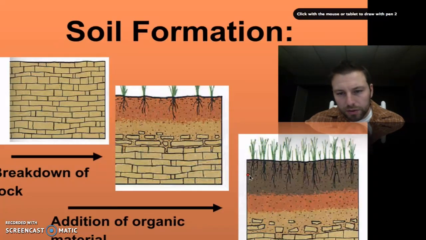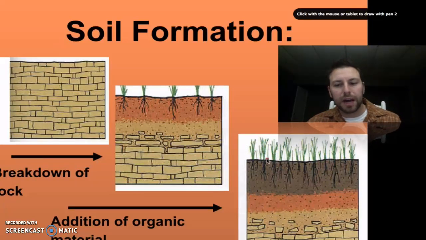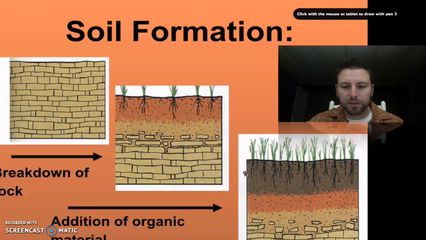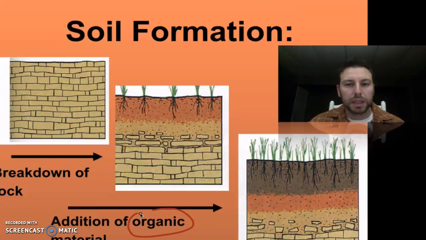Ultimately, as these sediments pile up, we have organic material also up on top, or plants growing. As the plants grow and possibly die, they'll contribute more organic material to the top. The organic, in this situation, is once living organisms or material.